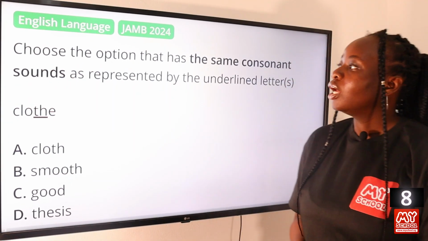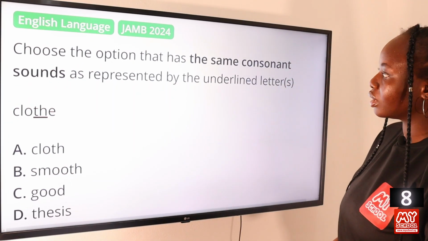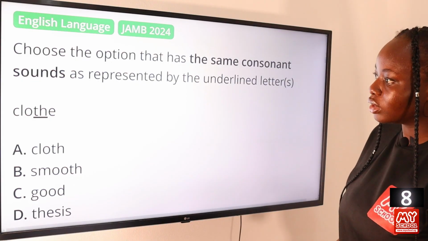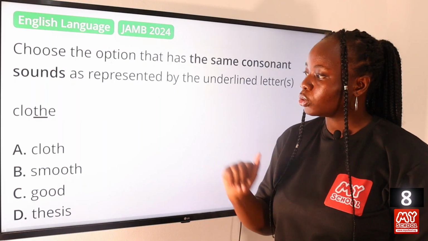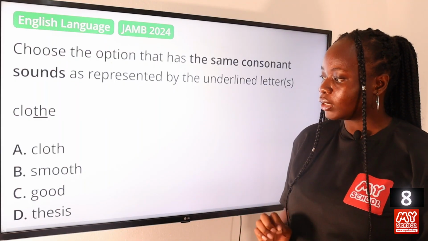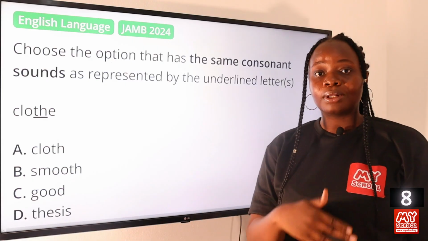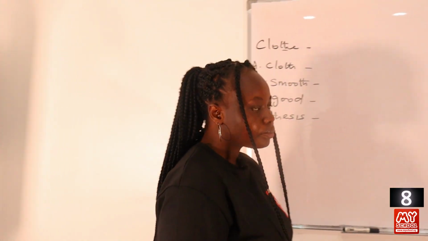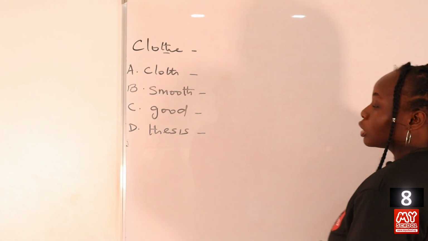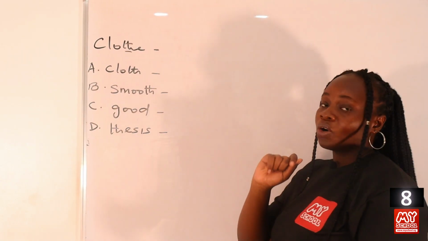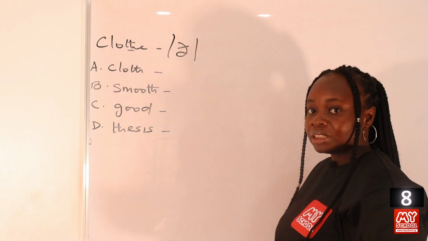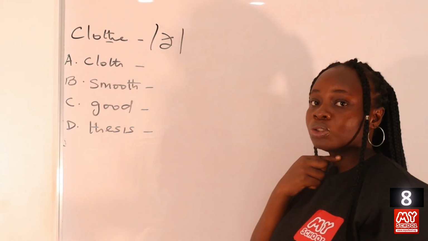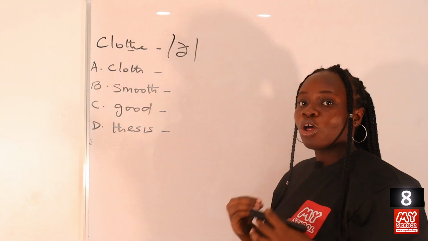Question 8. Choose the option that has the same consonant sounds as represented by the underlined letters. The word is clothe, and the underlined letters are the TH. It's pronounced clothe. Option A, cloth. Option B, smooth. Option C, good. And option D, thesis. Now let's go to the board to transcribe the words. Alright, so the word is clothe. So we have the voiced V sound here. So it is voiced because when you pronounce it and you put your hand on your vocal cord, you can feel the vibration, clothe. Then option A is pronounced cloth, cloth.